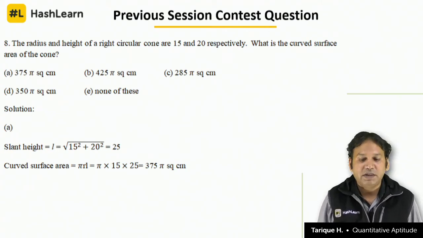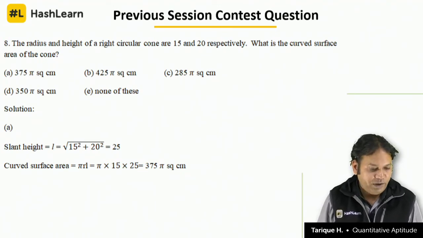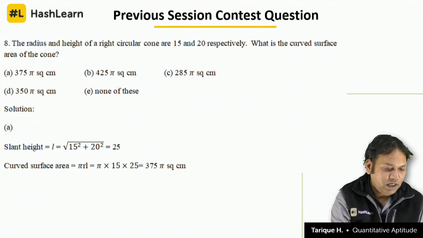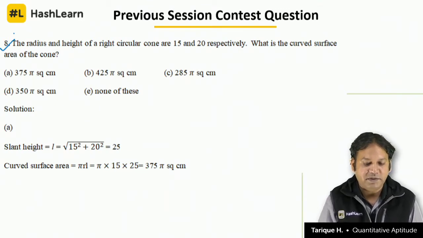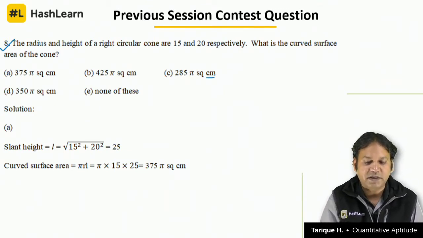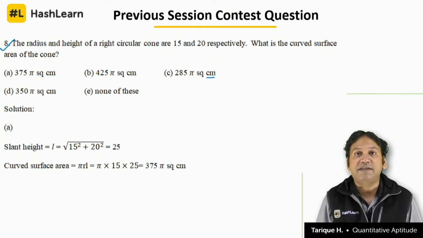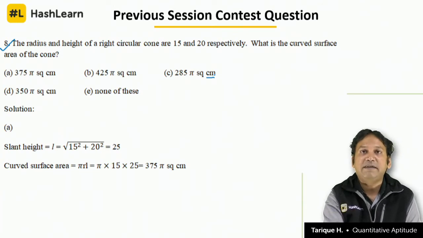So here we have the contest question from the topic of volume and surface area, that is under geometry, that's the topic of mensuration. So we have the question here: the radius and height of a right circular cone are 15 and 20 respectively. Let's say it's in centimeters because data is entirely in centimeters. What is the curved surface area of the cone? So this is a basic formula based question.